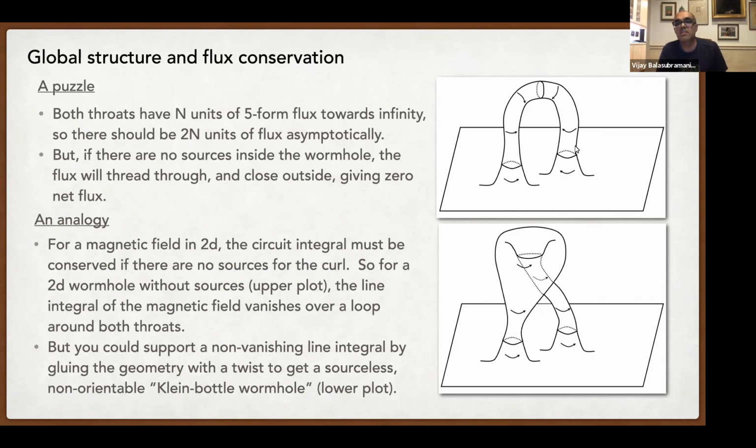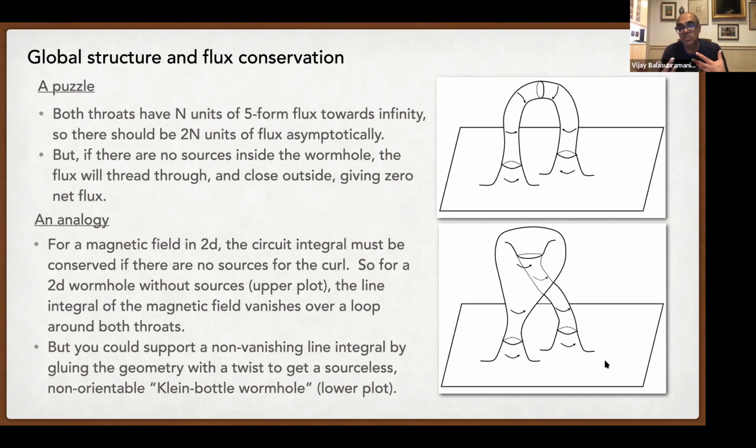So you'd think that to avoid this, you would need to introduce a source in the middle. But there's another thing you could have done. You could have imagined that the wormhole instead was inverted like this, right? It was glued with a twist, so that in effect it was non-orientable. It was like a Klein bottle. And then you could fix it so that there'd be a net flux, but you have to play games with the geometry, right?